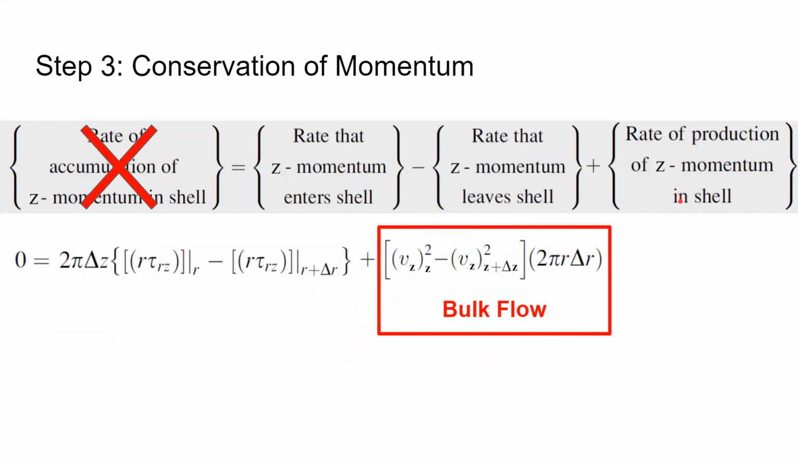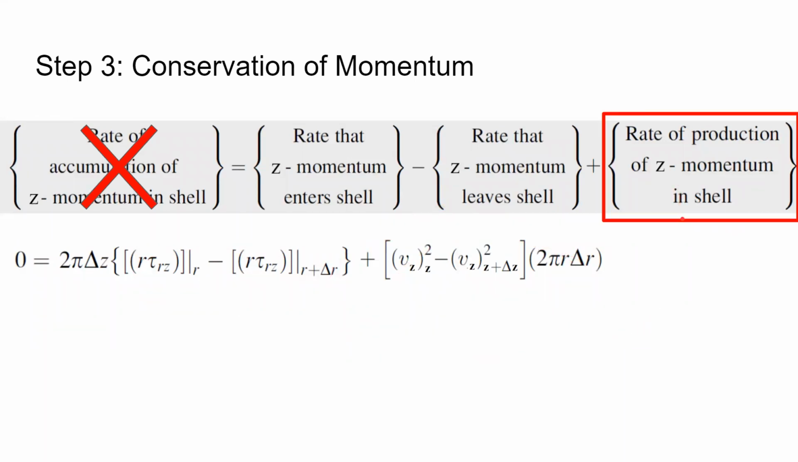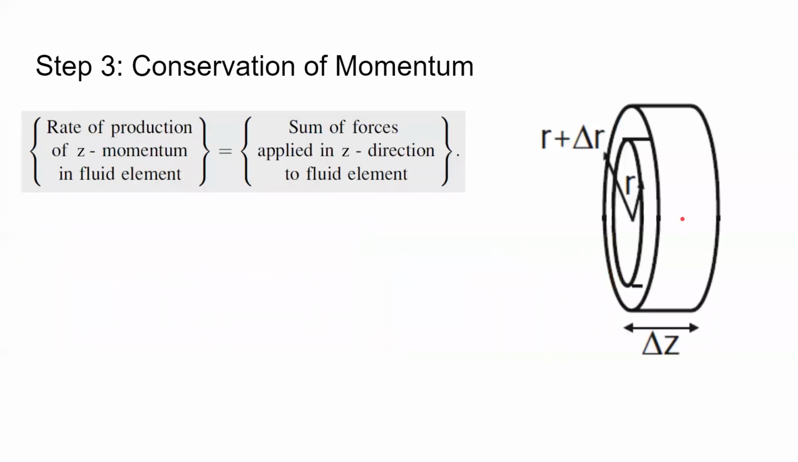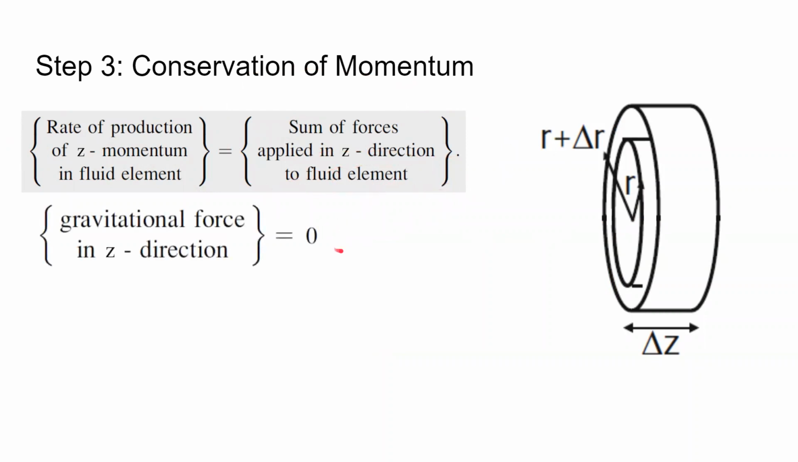Next, let's move into the rate of production of the Z momentum in the shell. So similarly as the previous, the rate of production of Z momentum in the fluid element for the shell is the sum of forces applied in the Z direction to the fluid element. So the gravitational force in the Z direction in this case is actually 0 because the tube is horizontal, so the gravitational force in the Z direction is 0.